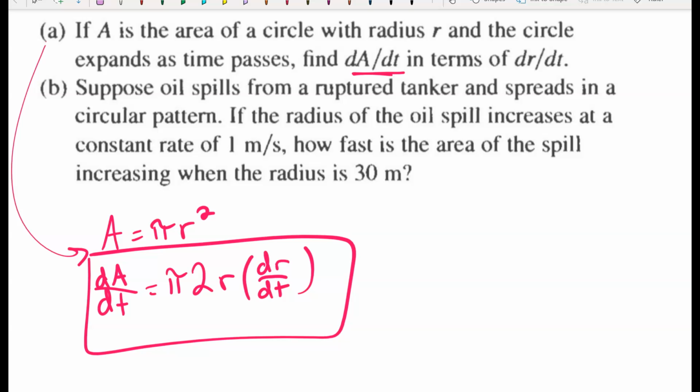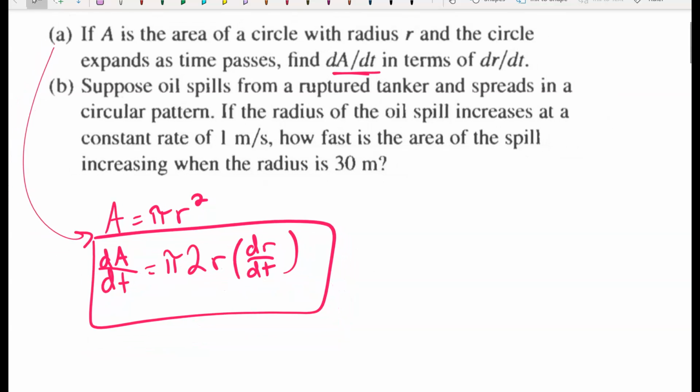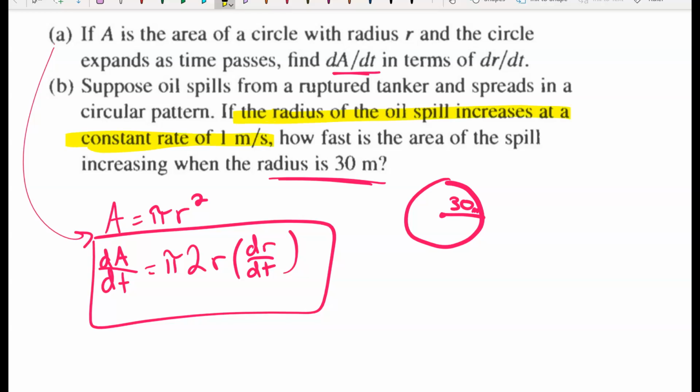For B, suppose oil spills from a ruptured tanker and spreads in a circular pattern like that. If the radius of the oil spill increases at a constant rate of 1 meter per second, how fast is the area of the spill increasing when the radius is 30 meters? So we're looking at this circle at the 30-meter mark, when the radius is 30 meters and it's still increasing after that. The important piece of information here is that they tell me that the radius increases at a constant rate of 1 meter per second.